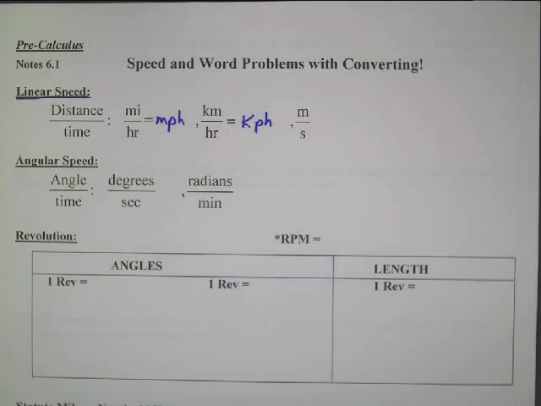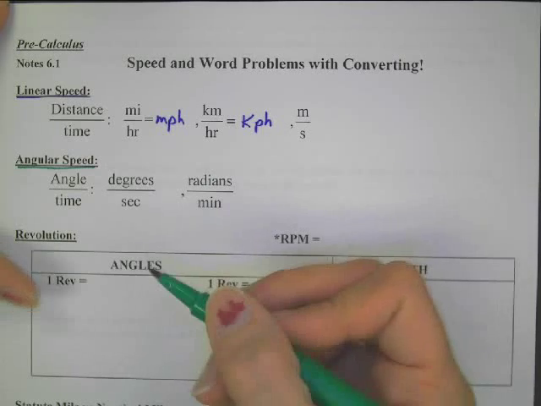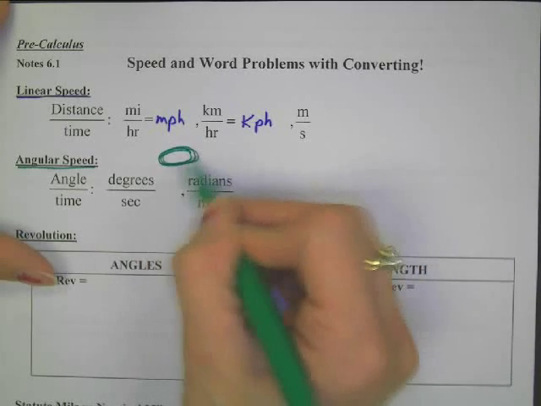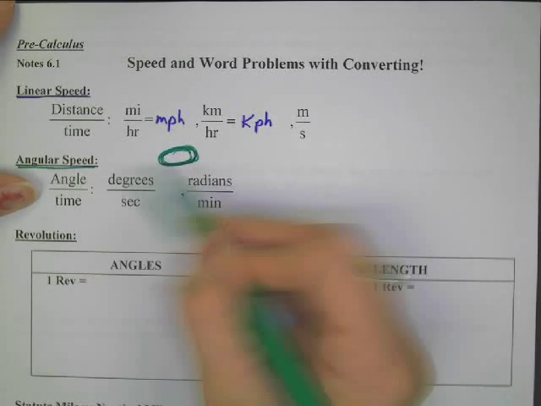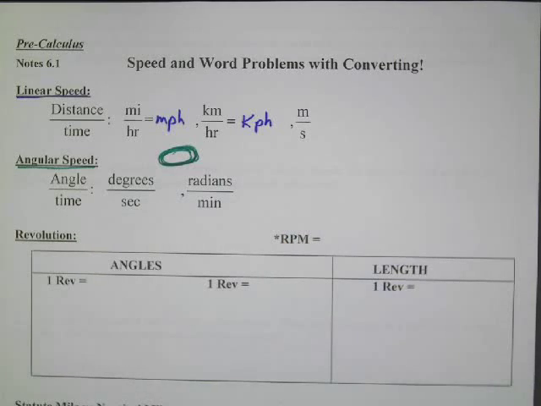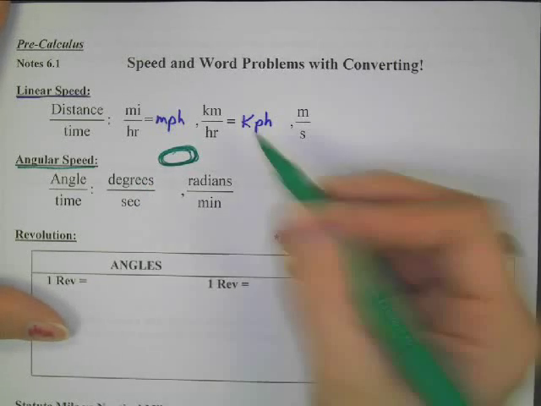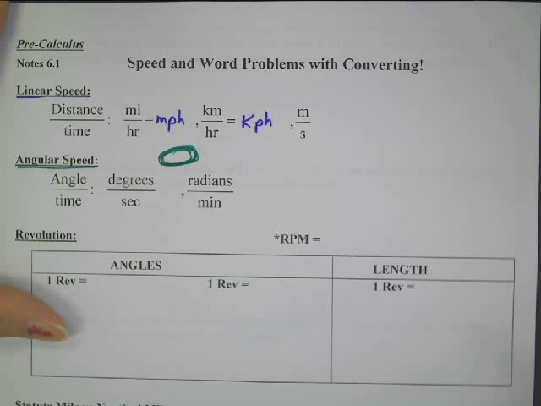Now, more interesting is angular speed. And so with something like this, you take a rock, you take your keychains or your lanyards, and then you whip them around your head like this, around and around. And so what you're doing is you're going around at a certain angle, around a circle with respect to time. And so you could do this as degrees per second, or maybe radians per minute. But these are the two ways to represent an angle.